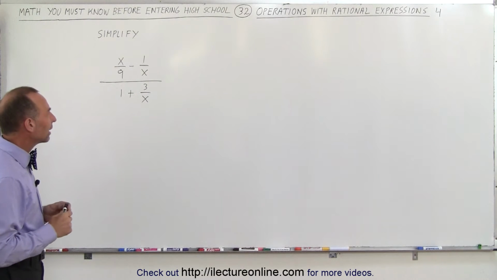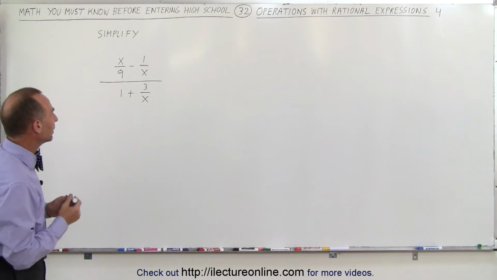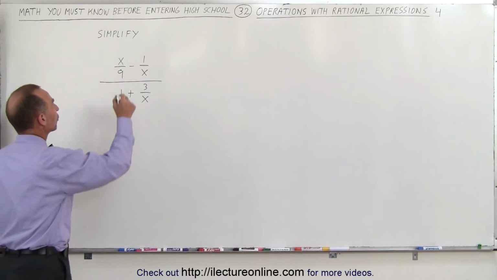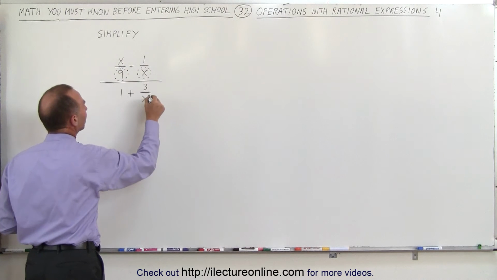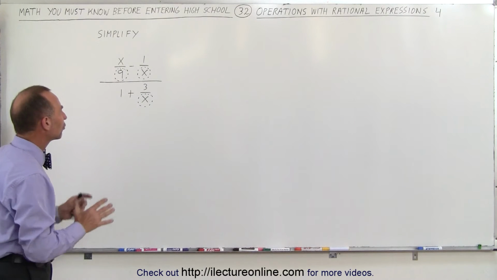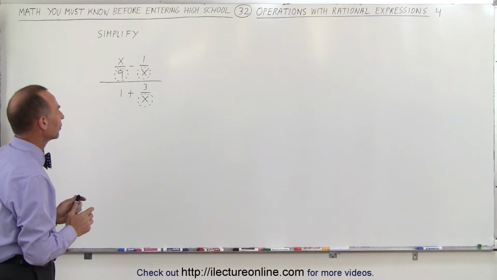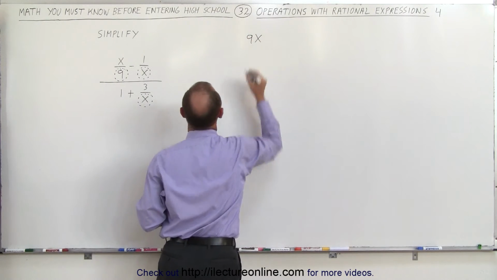The best way to do that is to look at all the denominators in the numerator and all the denominators in the denominator. So what we're going to do is circle each of the denominators: first the two in the numerator and then the one in the denominator. What you're trying to find here is the lowest common factor, and in this case, that would be 9 times x.